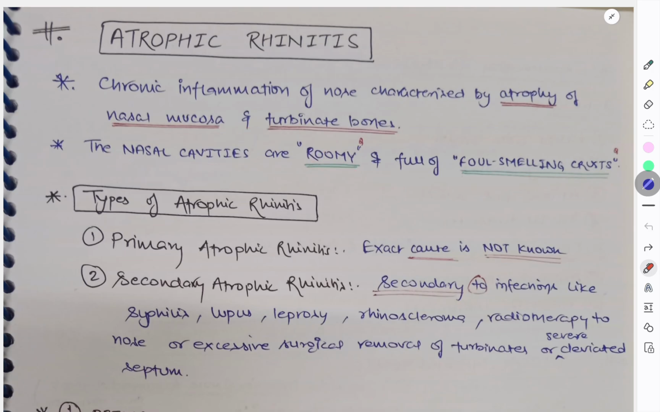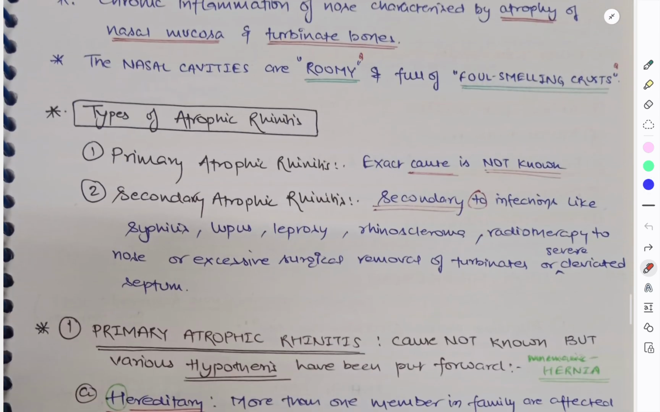Coming to the types of atrophic rhinitis, we have primary atrophic rhinitis and secondary atrophic rhinitis. In primary atrophic rhinitis, the cause is not known, but in secondary atrophic rhinitis, the cause is secondary to infections like syphilis, lupus, leprosy, rhinoscleroma, radiotherapy to the nose, excessive surgical removal of turbinates, or severe deviated septum.